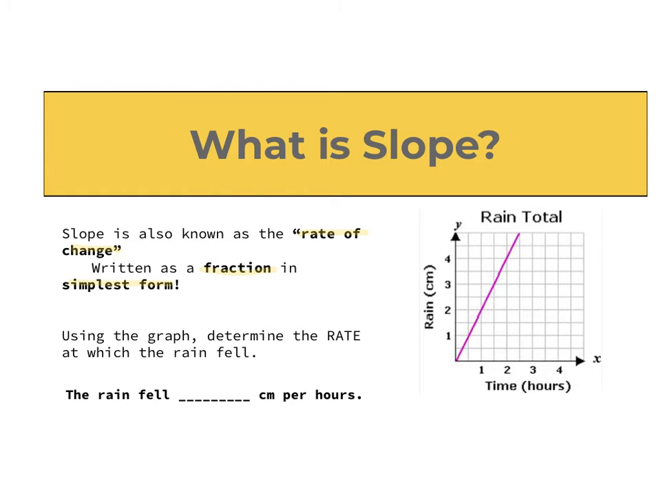Using the graph to the side, we are going to determine the rate at which the rain fell. So looking at this graph, I'm going to use this point right here to tell me that it fell 2 centimeters per 1 hour. Right here.